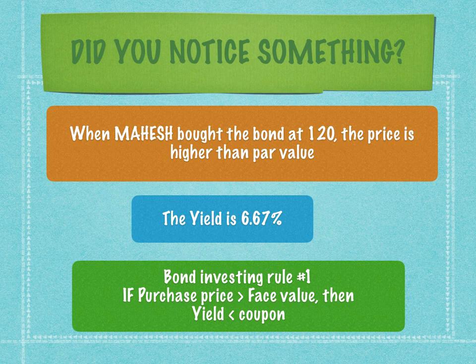Bond investing rule number 1. If purchase price is greater than face value, then yield is lesser than coupon. So if the purchase price is higher than the face value, the yield is lesser than the coupon.